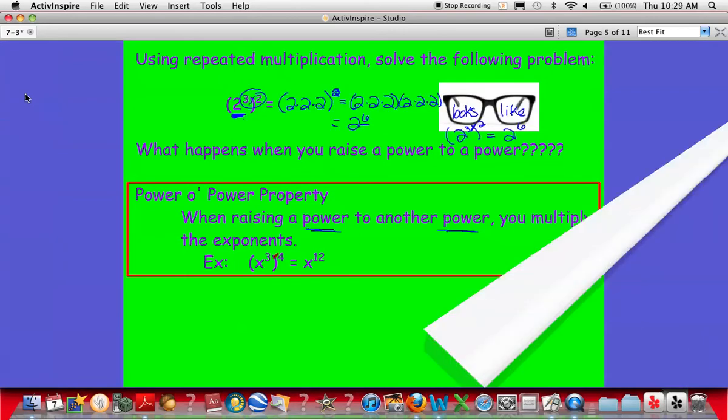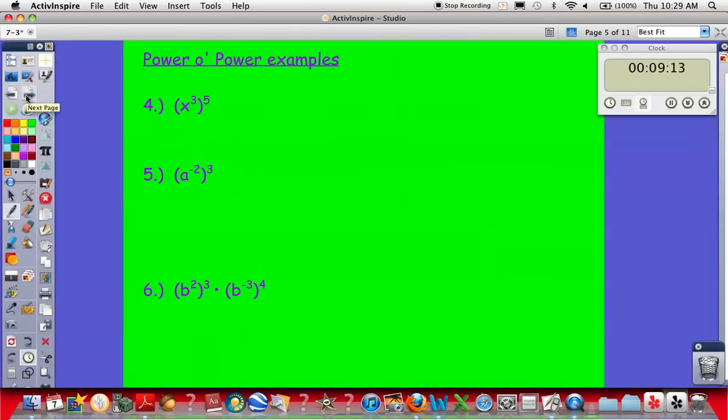Let's do a couple of examples. We have a power raised to a power. 3 times 5 equals x to the 15th. And again, if we're ever going too fast, you can always stop. Multiply here, a to the negative 2 times 3 is a to the negative 6. But stop! What do you need? No negative exponents. So you have to simplify it further. 1 over a to the positive 6th power.